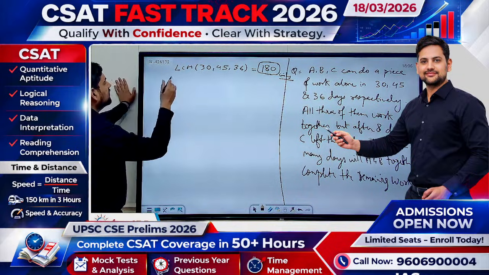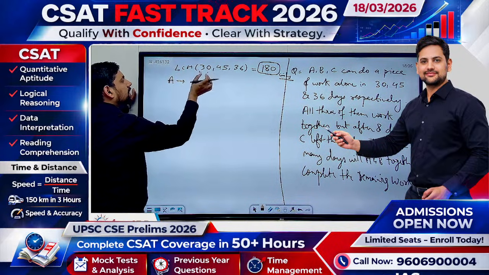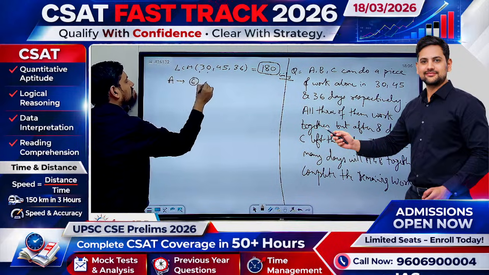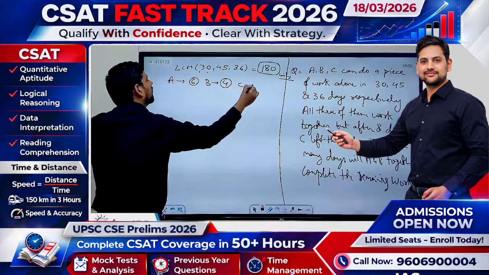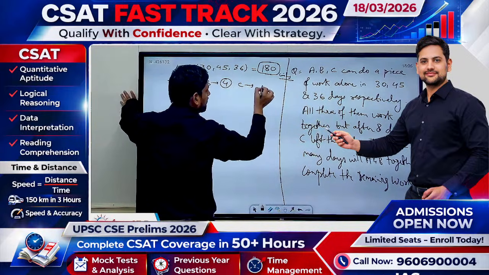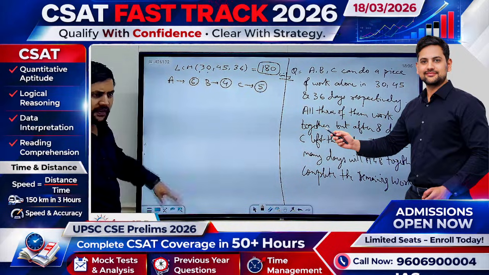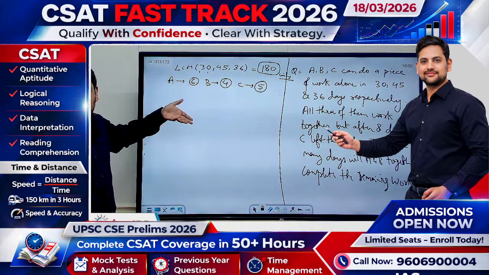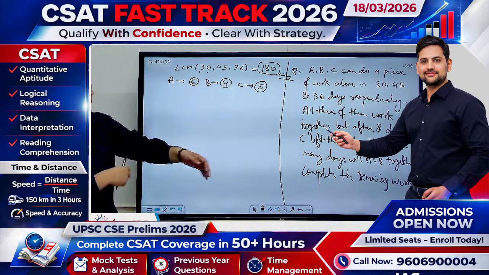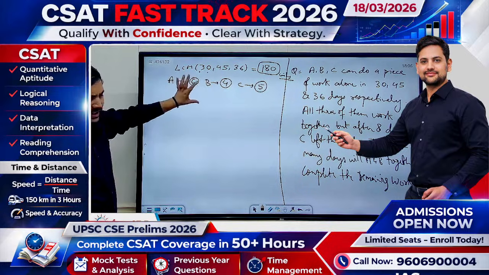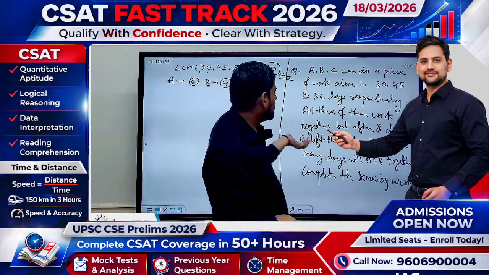So if you find the efficiencies, what are you getting? 180 by 30, 6. Efficiency of B, 180 by 45. Then C, 180 by 36. This is the first thing that you need to find. Efficiency, always. If it were a board exam, I would say at least do this much and come, because some marks you'll get. But here you won't be getting. So the first thing is finding out the total units of work and efficiency. Then it says all three of them work together.